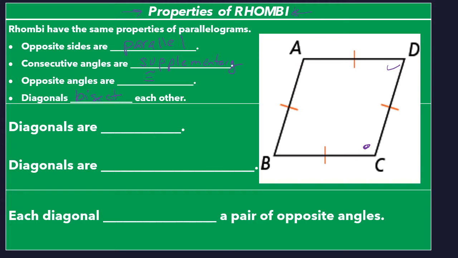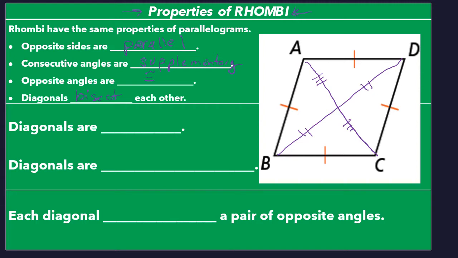So let's go ahead and come to our picture, and let's go ahead and draw our two bisectors. So we have a bisector that goes from A to C, and we have a bisector that goes from B to D. So these segments here are congruent, and these segments here are congruent.